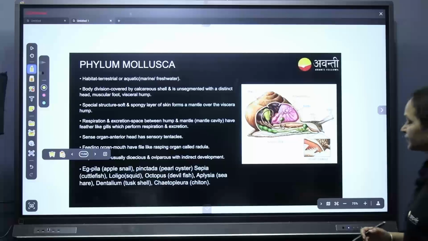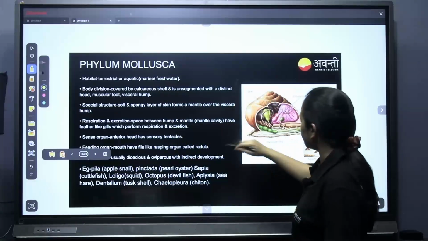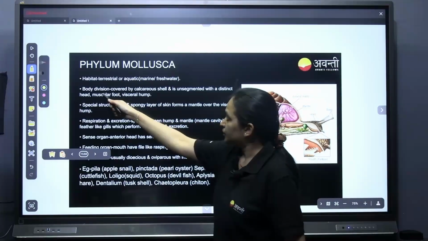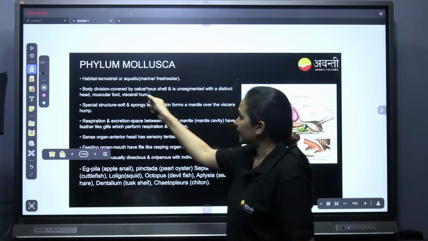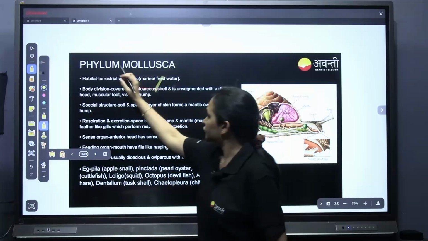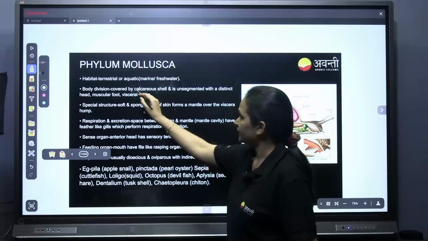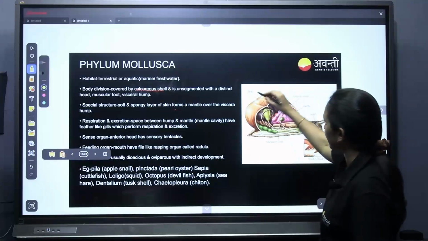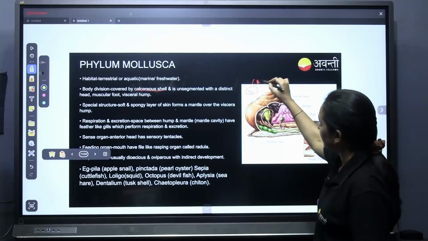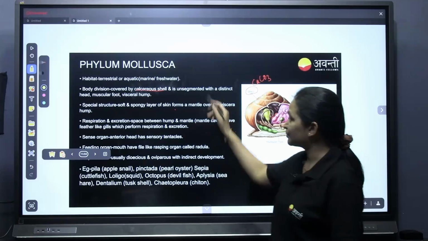Phylum Mollusca. Here I will tell you what it means. The body is covered by a calcareous shell. Calcareous shell, which means it is made of calcium carbonate. This is the calcareous shell. The body is unsegmented.